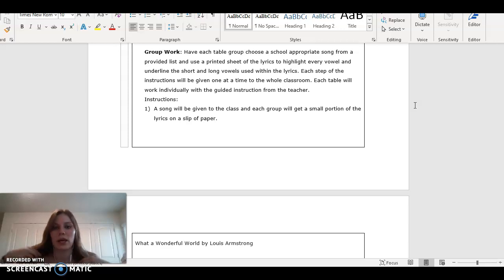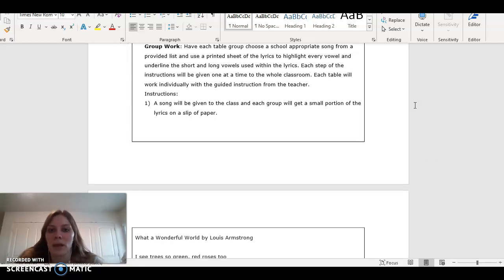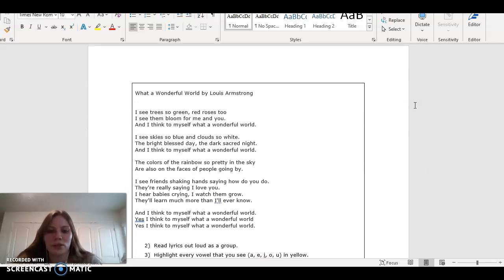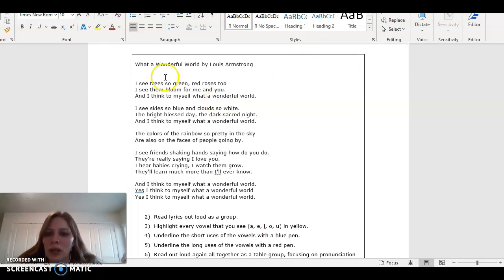And so basically each table group will have a slip of paper with a couple lines of some lyrics of a song on it. And it's all going to be the same song for the whole class. As an example template, I chose What a Wonderful World by Louis Armstrong. It's split up into different sections, and however many groups there are divide it up, print these out, cut it out, and give each table group these few lines, these 3 lines right here.